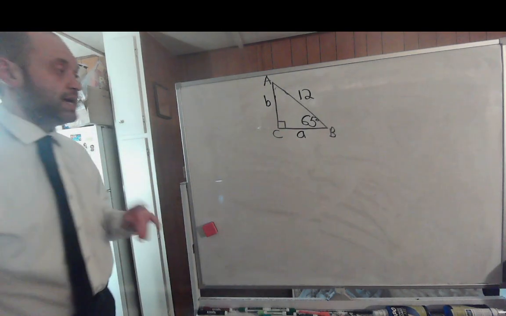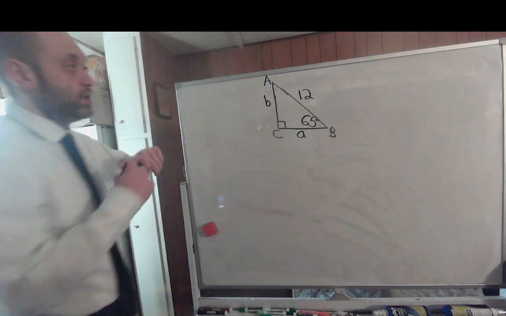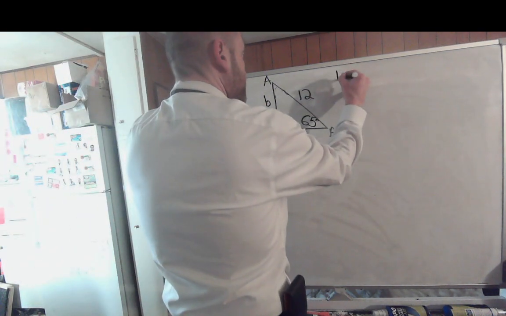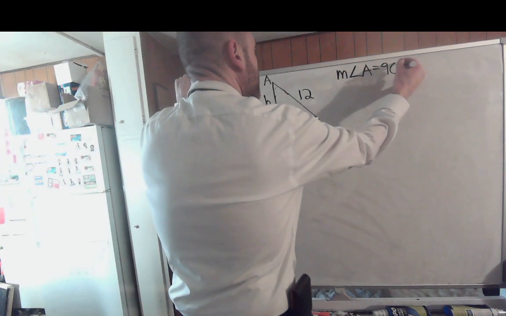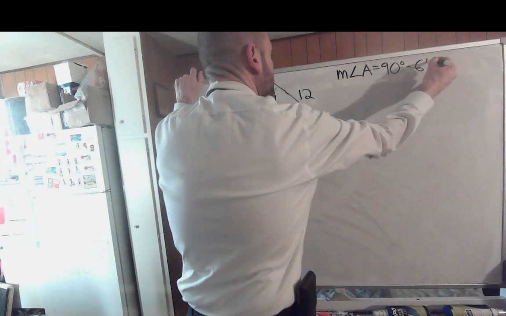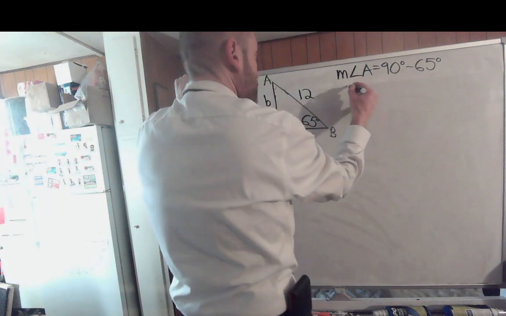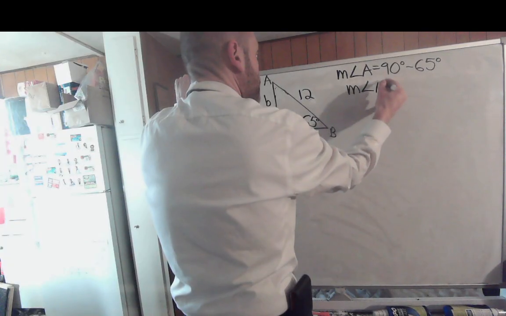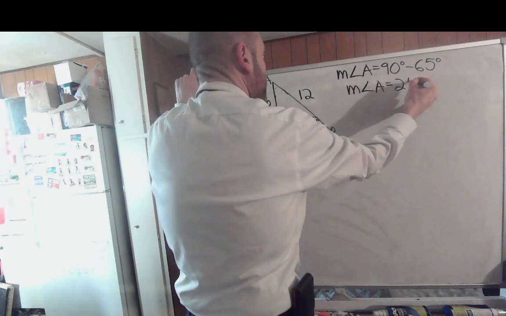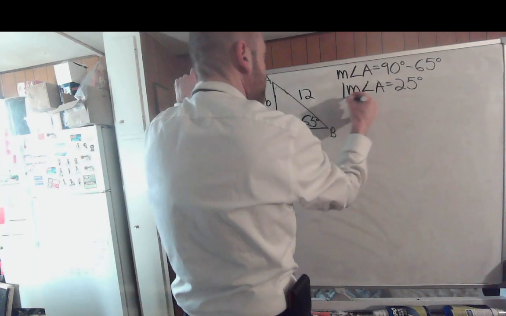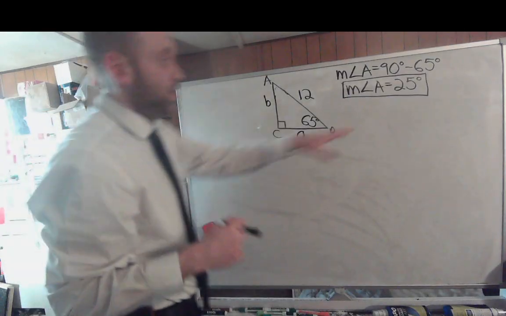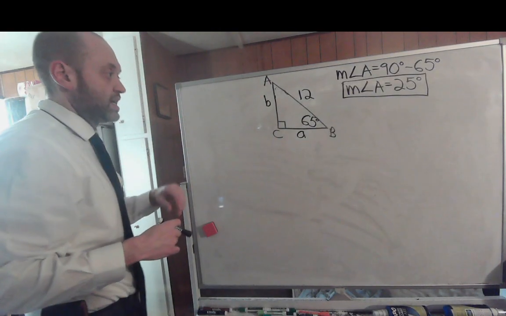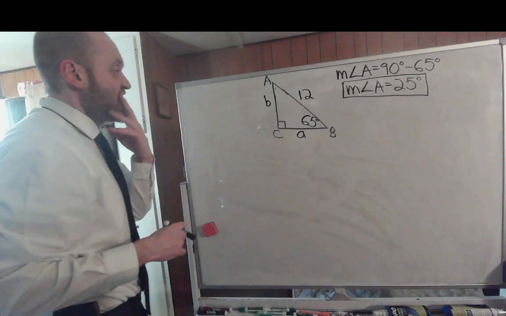Well, that's okay. We can find angle A if we just subtract 65 from 90. So the measure of angle A equals 90 degrees minus 65 degrees, which then would have to mean that the measure of angle A equals 25 degrees. So there's one part of this right triangle solved. Now let's find side A.